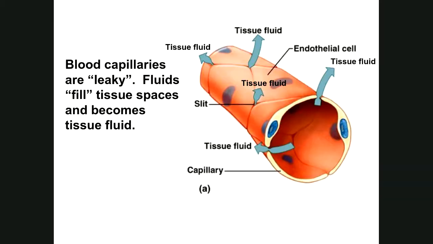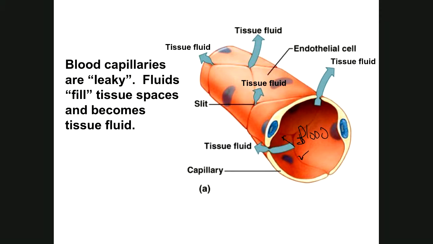So let's look at lymph first. Remember, lymph is fluid. Well, where does it come from? It actually comes from blood. So look, there's blood in here. This is a blood capillary. But as blood moves through here, it pushes against the wall of the capillary.